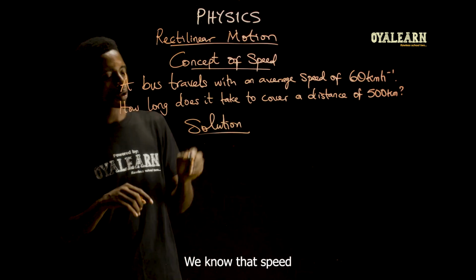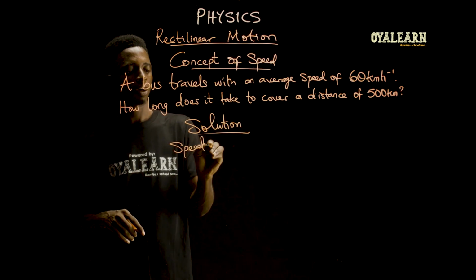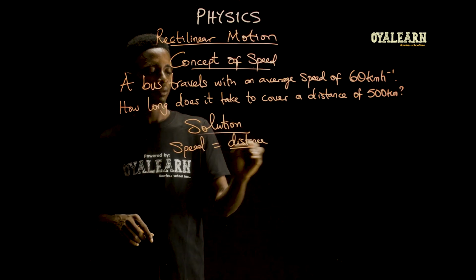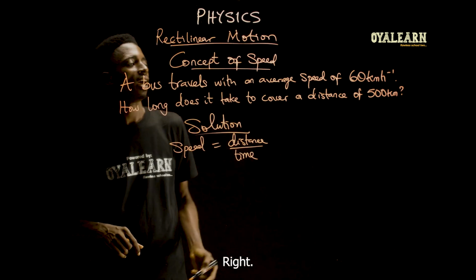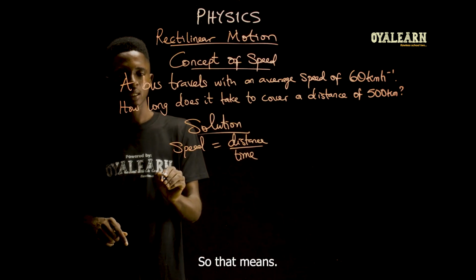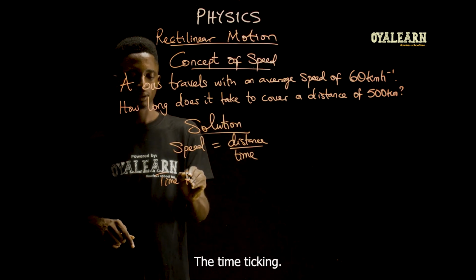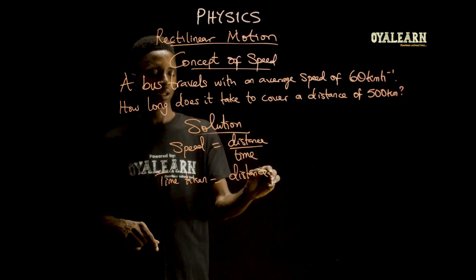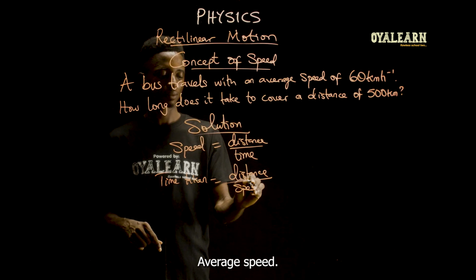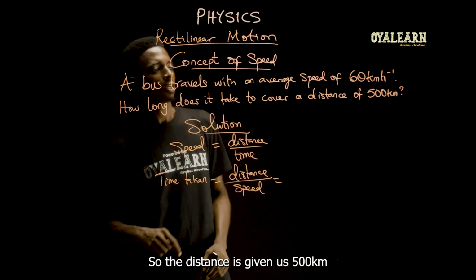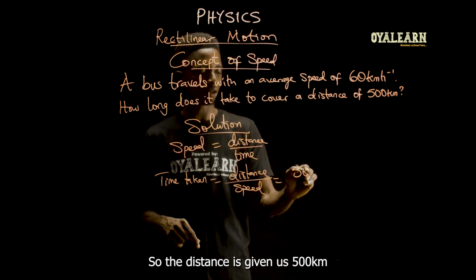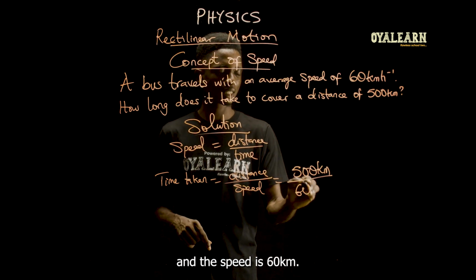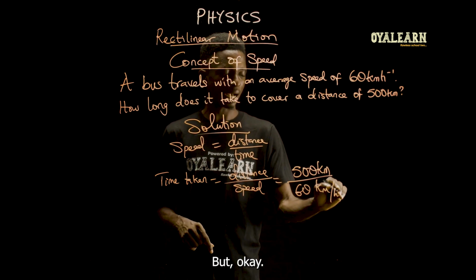Solution. We know that speed is distance over time, right? And we are asked to find time. So that means the time taken will then be distance over average speed. So let's apply this. The distance is given as 500 kilometers and the speed is 60 kilometers per hour.